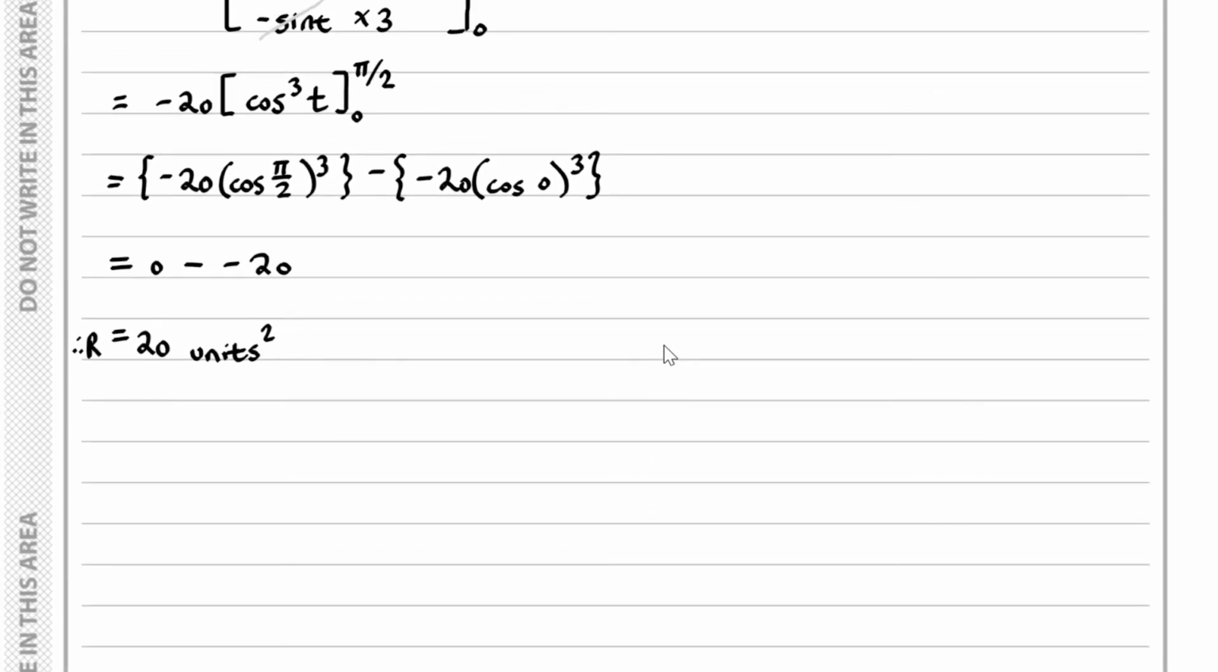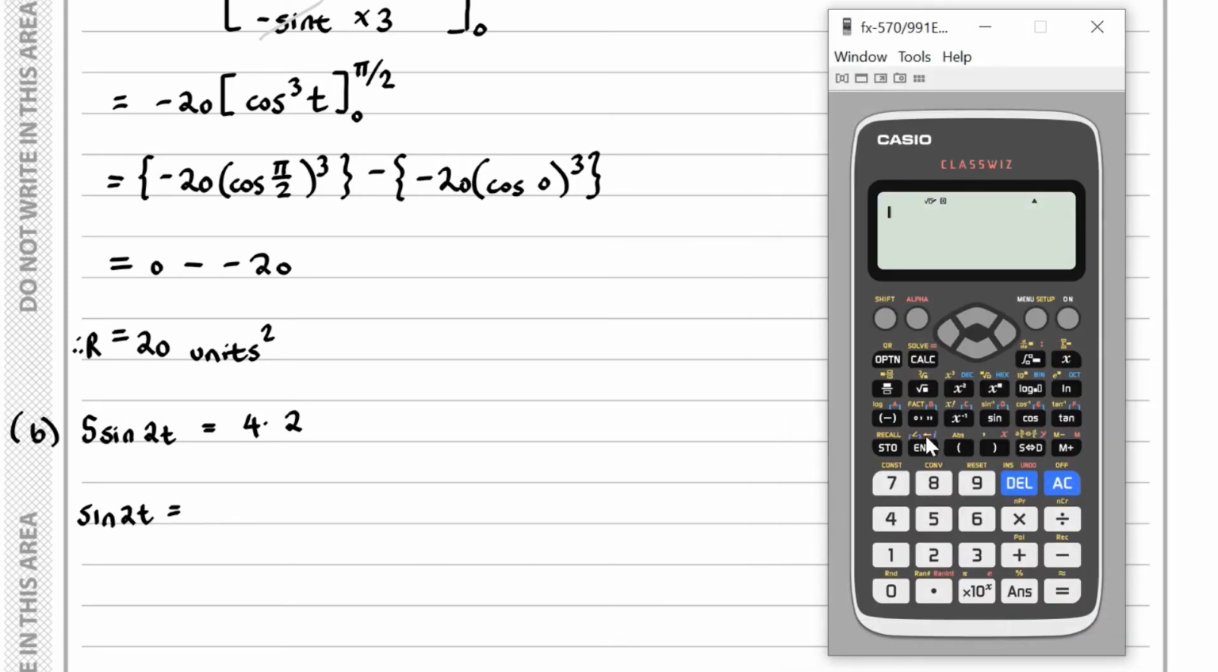So to do that, we need to set 5 sine 2t equal to 4.2. So we have 5 sine 2t equals 4.2, and therefore sine 2t, that's going to equal 4.2 divided by 5, which is 0.84, and therefore 2t, we're going to end up with two values, so make sure we're in radians over here. We have the inverse sine of this, that's equal to 0.997, etc. So we'll just store this into A for now.